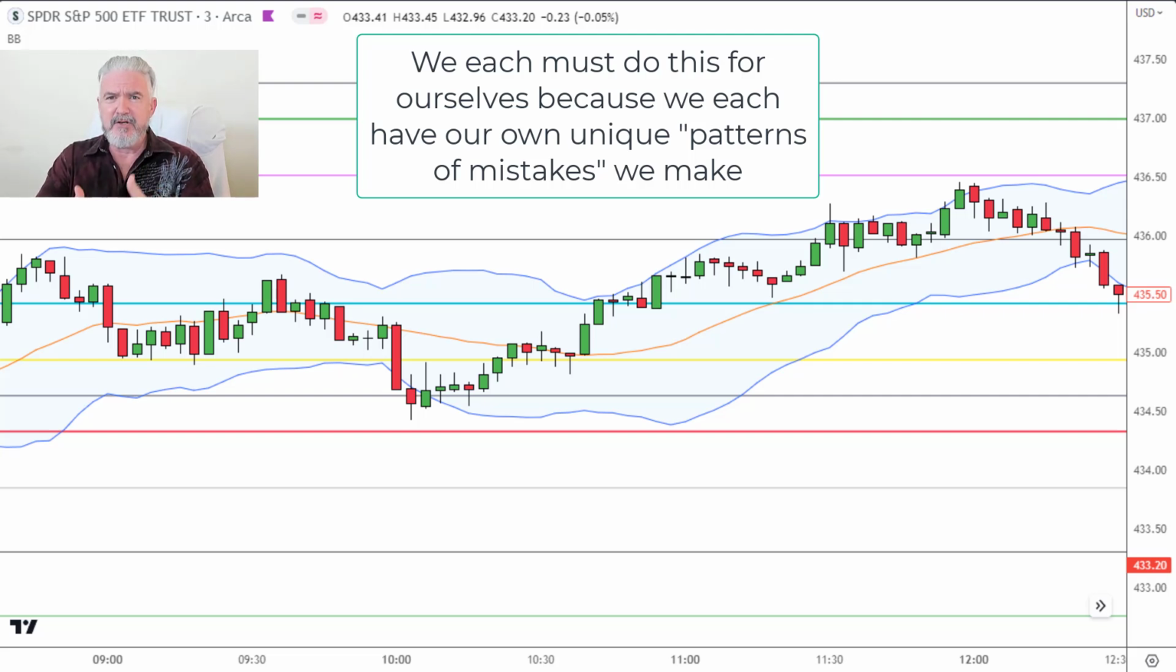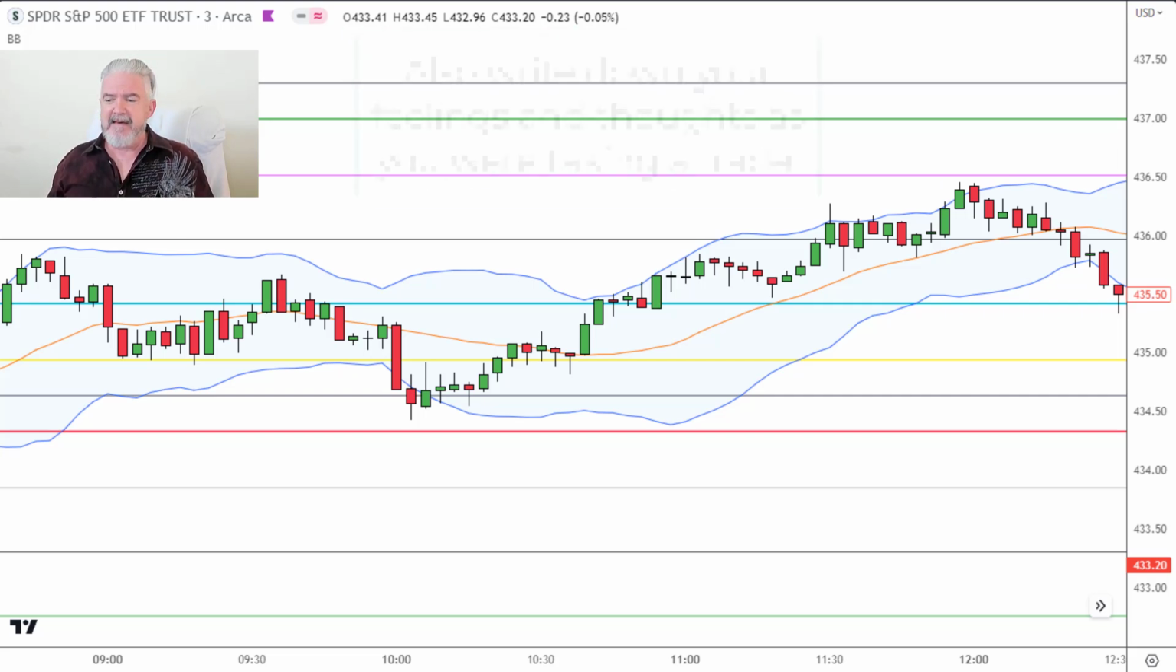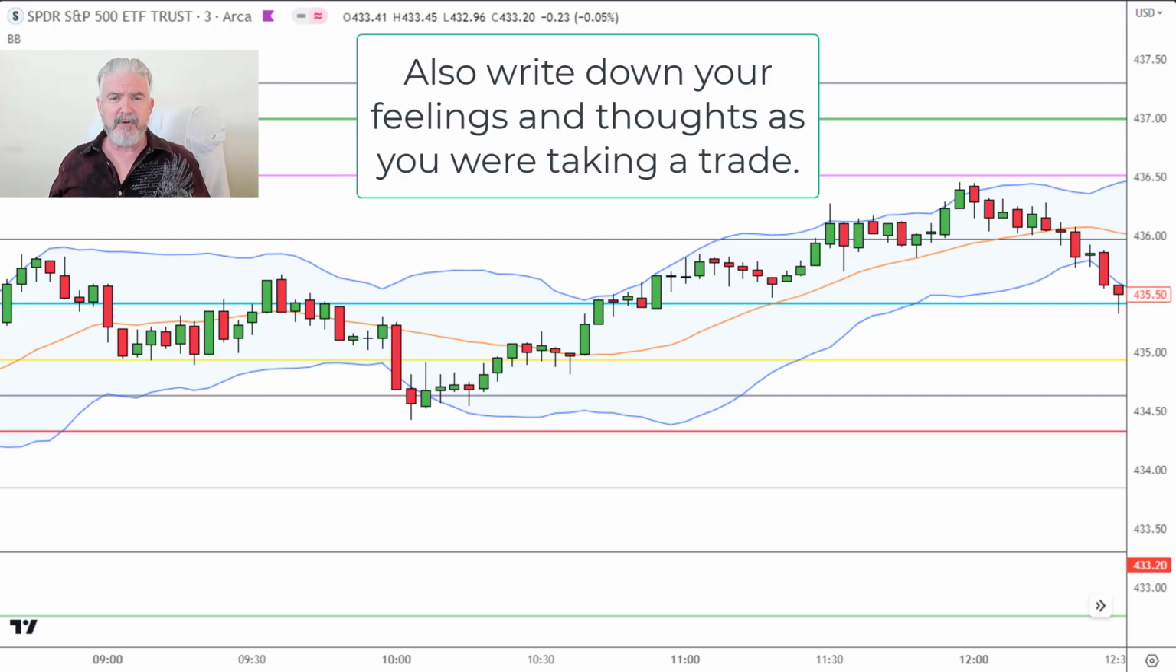I got over anxious, and write down your feelings too. I was feeling anxious. I was feeling worried. I was thinking about something else. So I got distracted, or I was frustrated because I wasn't getting enough trades that day. And so I said, well, this one's close to my rules. I'm going to go for it.